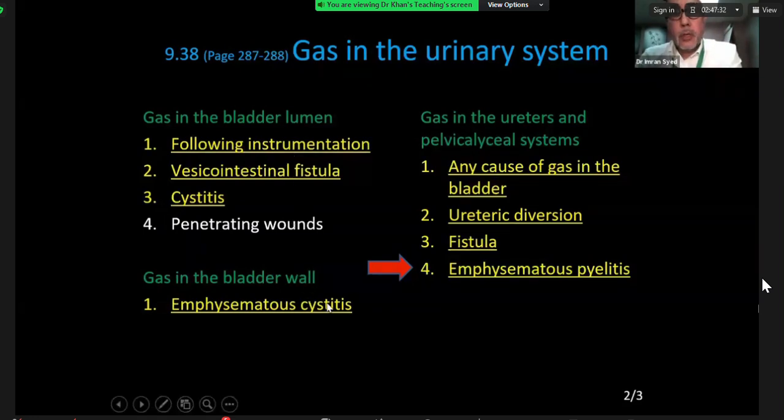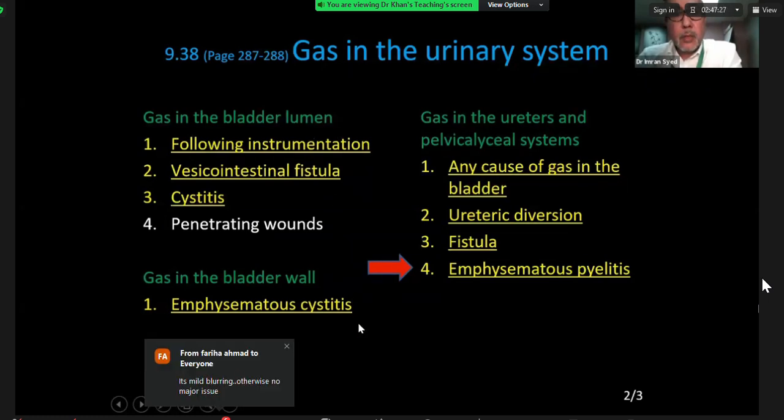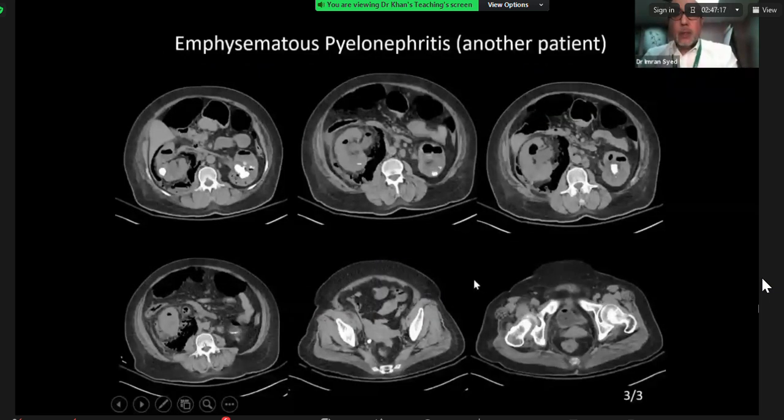The differential you can see here, and again I'm referring back to Chapman, and I won't dwell on this, but you can read through the differential list here, because gas can either be in the bladder lumen, wall, or within the collecting system generically. Now this is another example of emphysematous pyelonephritis, another patient, and I'll just go through a quick descriptive overview. You can see significant perinephric air seen within the retroperitoneum. You can see air within the calyces as well as the proximal ureter.